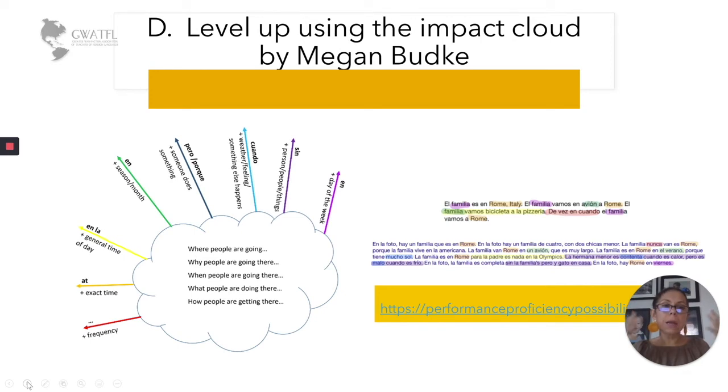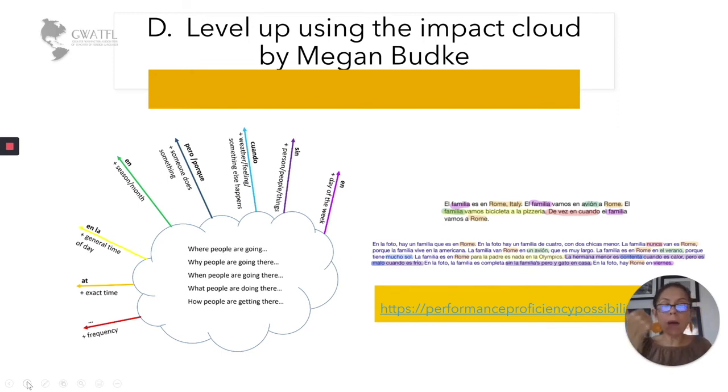This is Impact Cloud by Megan Buck, and she let me use it in this presentation. She's talking about details and impact in our text and how we can add more details to our text and the language that we're creating with the prepositions. So these are great tools that are going to help us really guide and support our students, and then they're going to use less and less online translator.